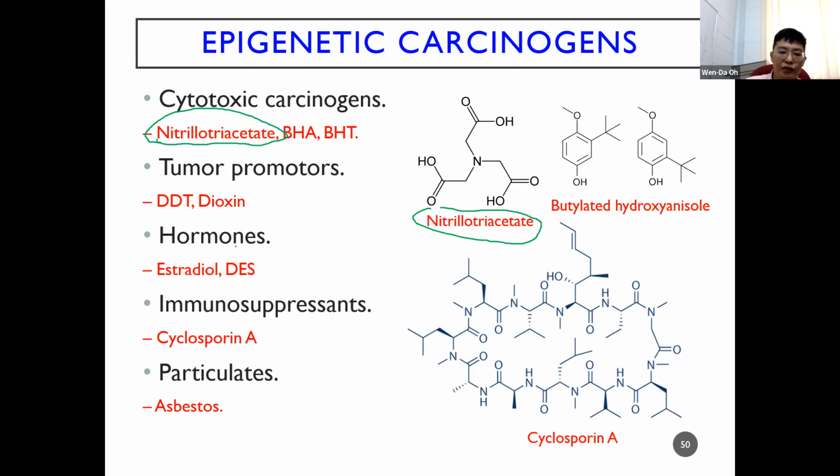Other epigenetic carcinogens include cyclosporin A and asbestos. So this cyclosporin A is actually an immunosuppressant. When a person has undergone an organ transplant, right? He has to be very careful because that particular organ does not belong to him, and the body can identify that as an enemy, right? Something that is foreign, right? So the body can actually create a lot of antibodies that will go and attack that organ, right? So to prevent that from happening, that person has to take this cyclosporin A chemical.